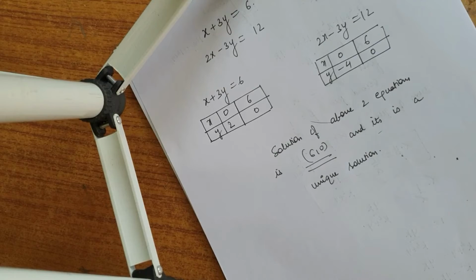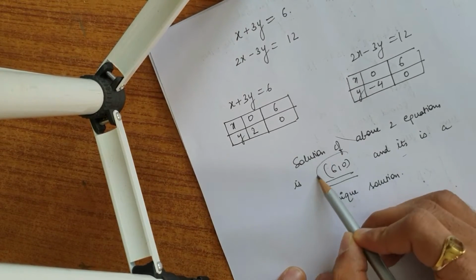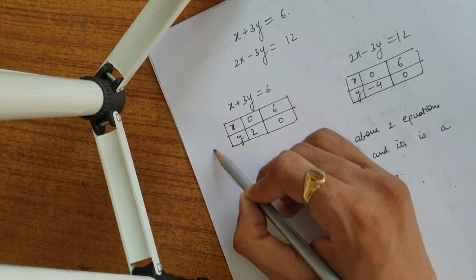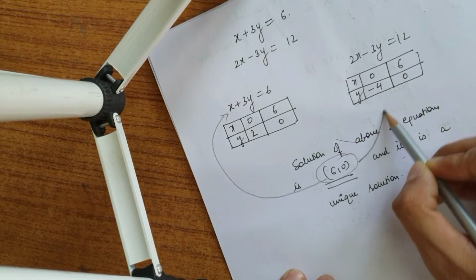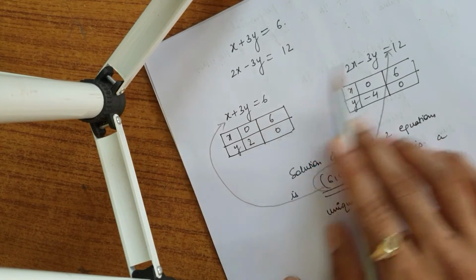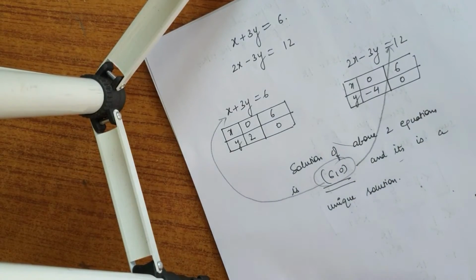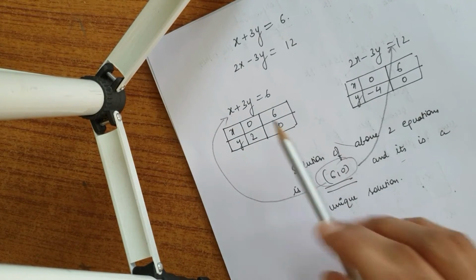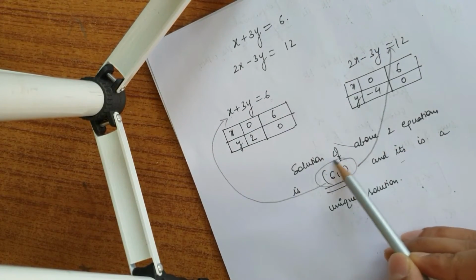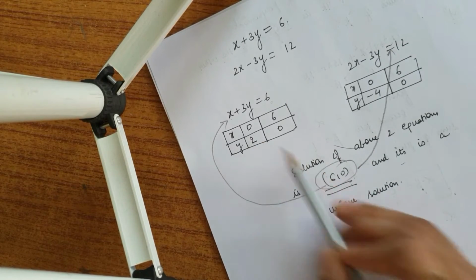Now what does that signify? 6, 0 will satisfy this equation as well and it will satisfy this equation as well. So 6, 0 is the common solution of both these two equations. So in this chapter what we'll be doing is this only, that we will solve the two equations and we are going to get a common, unique solution which will satisfy both.